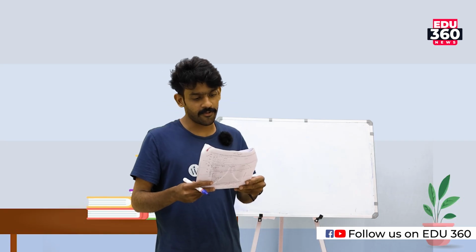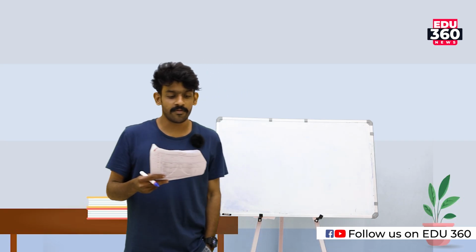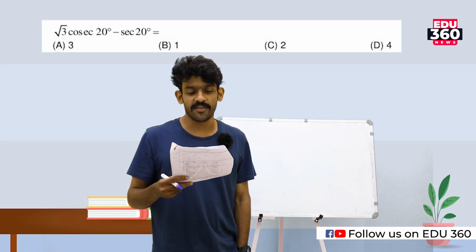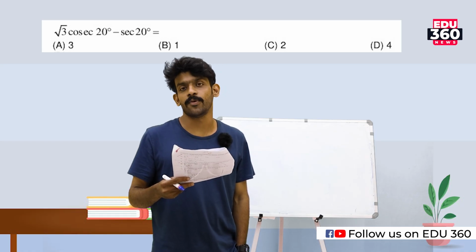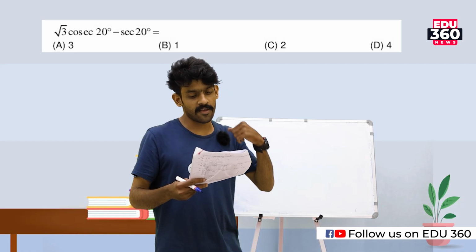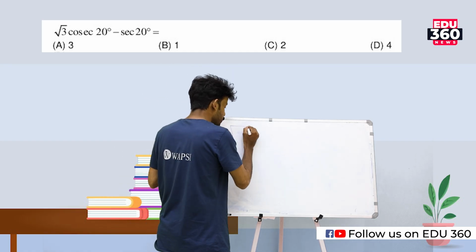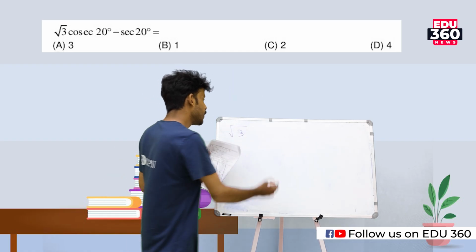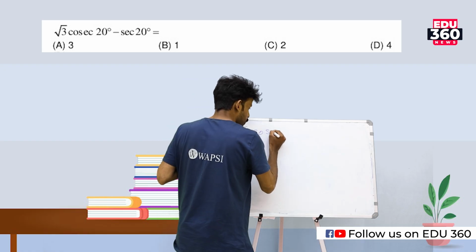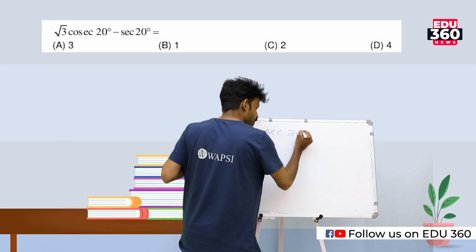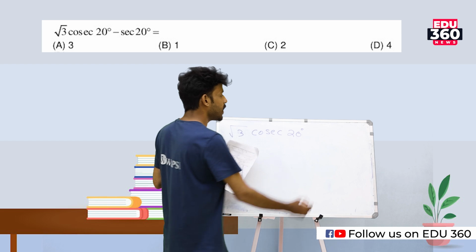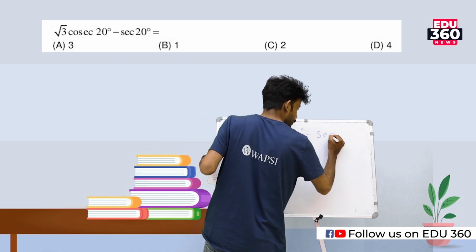So here comes the first question. That is root 3 cosec 20 degree minus sec 20 degree. You can see there are four options. So this is the question: root 3 cosec 20 degree minus sec 20 degree.